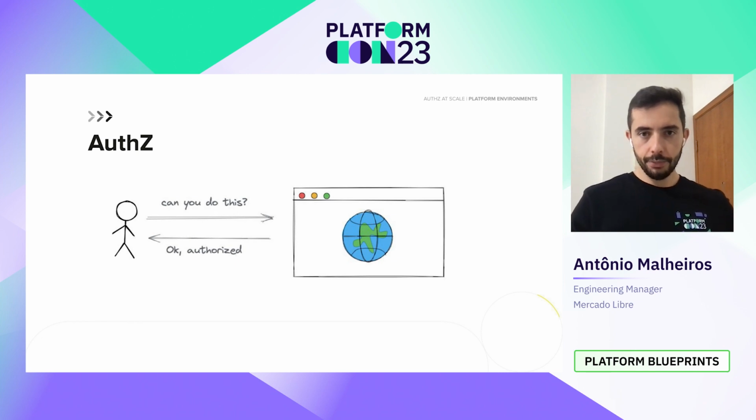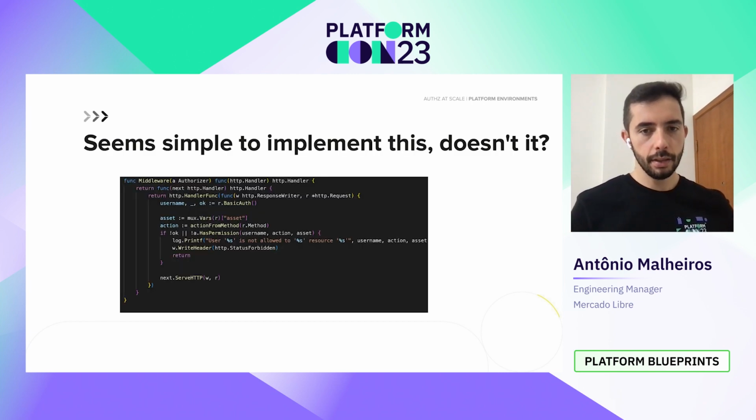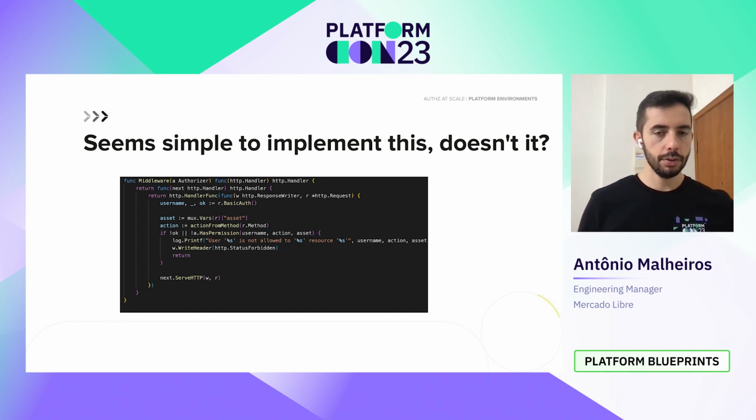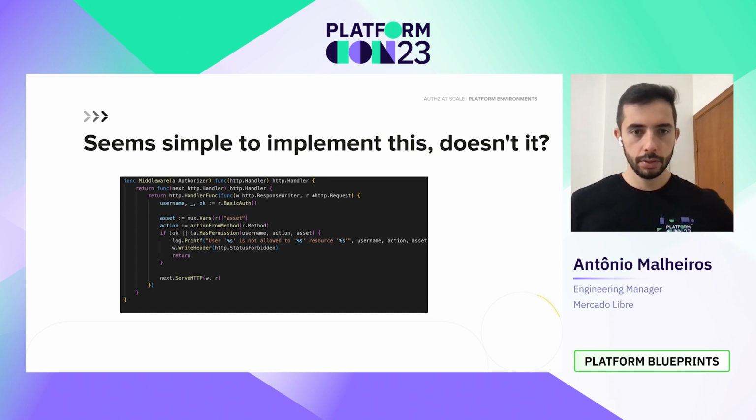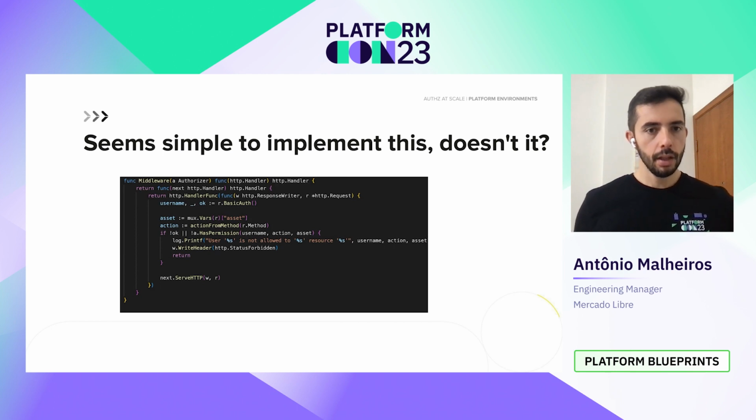At first glance, if we think of a single, isolated implementation of a monolithic service, you can imagine that's something trivial. As you can see in this piece of code, there is a middleware responsible for validating whether the user is authenticated and whether the user has permission to do some action. So it looks simple, no?